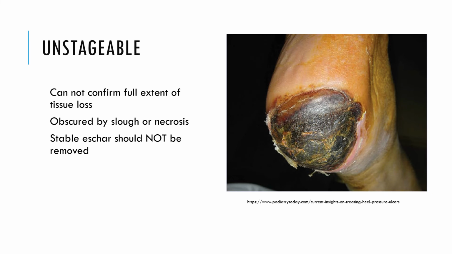And the next one is the unstageable stage. It means the stage isn't clear because under the eschar you cannot see what is happening to the tissue. The base of the sore is covered with a thick layer of tissue, and there may be pus coming out. It could be yellow, gray, green, brown, anything. So we cannot see the base of the sore to determine the stage.